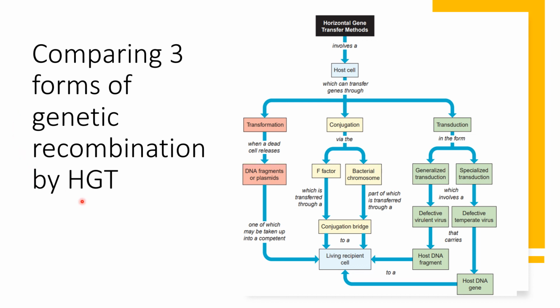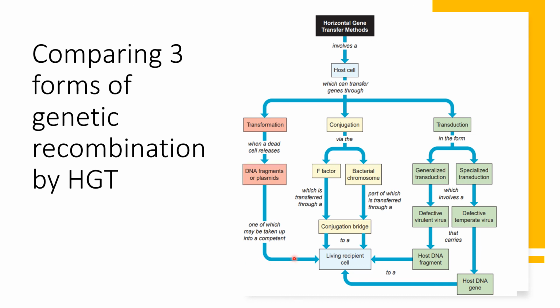recombination. Now just compare these three types of horizontal gene transfer, that is transformation, conjugation and transduction. Pause the slide and go through this slide. Just when you compare it, you might understand it much better. So what happens in transformation is a dead bacterial cell will release its DNA in the surroundings, and this bacterial DNA will be taken up by the recipient cell and it will undergo recombination.